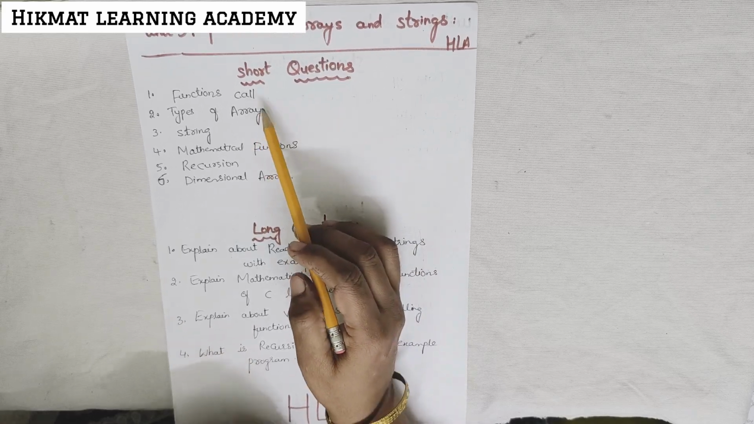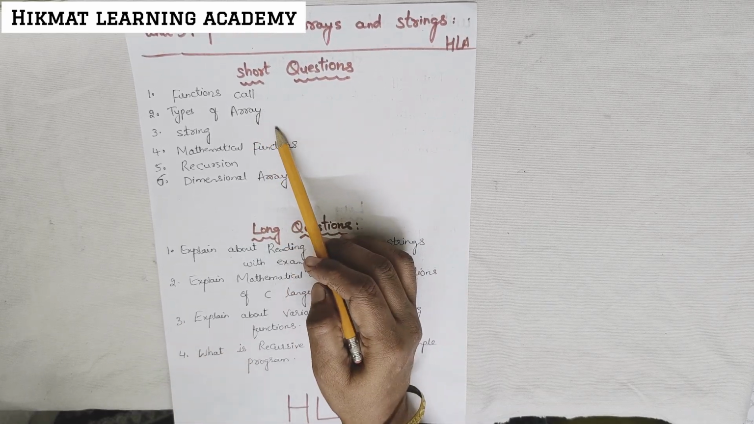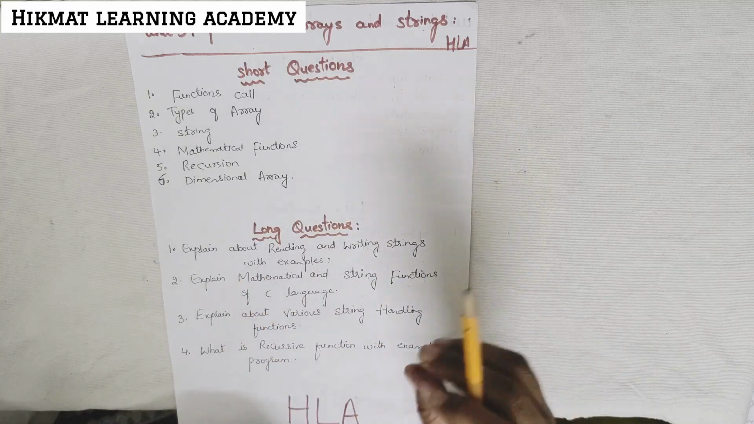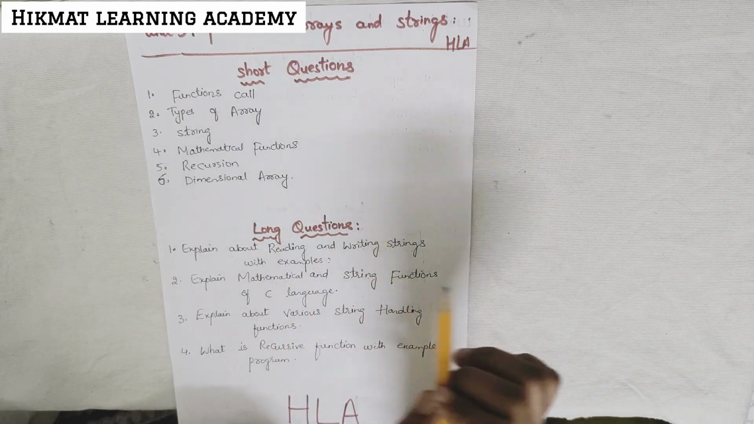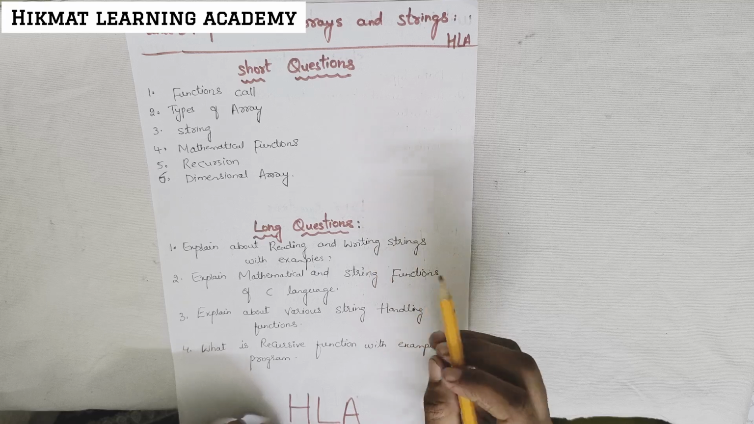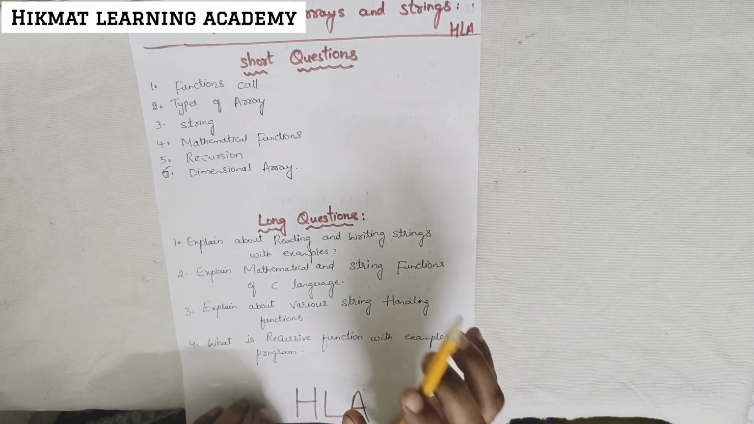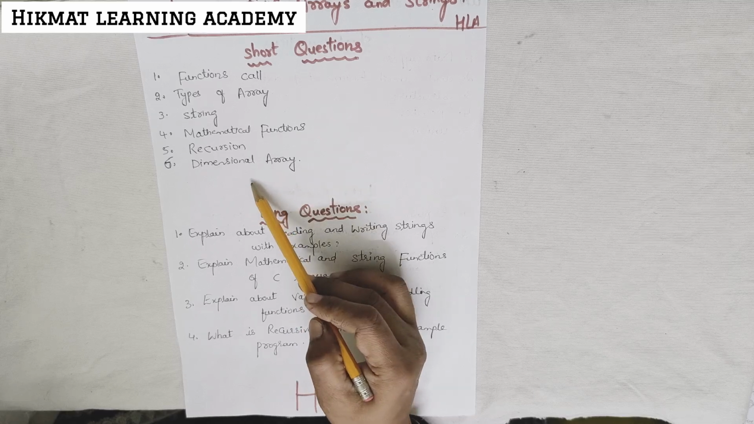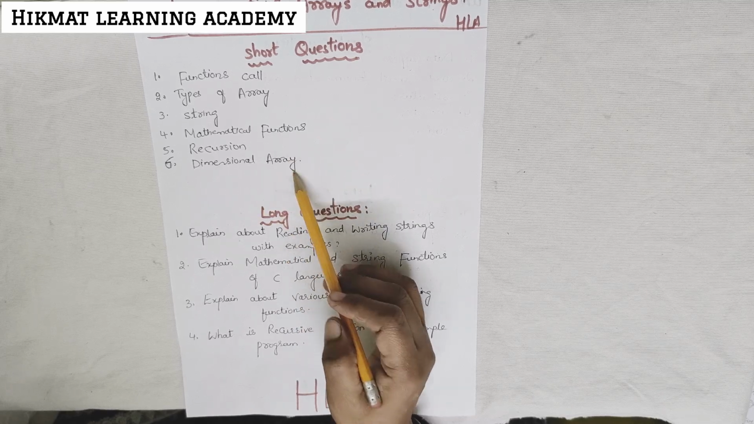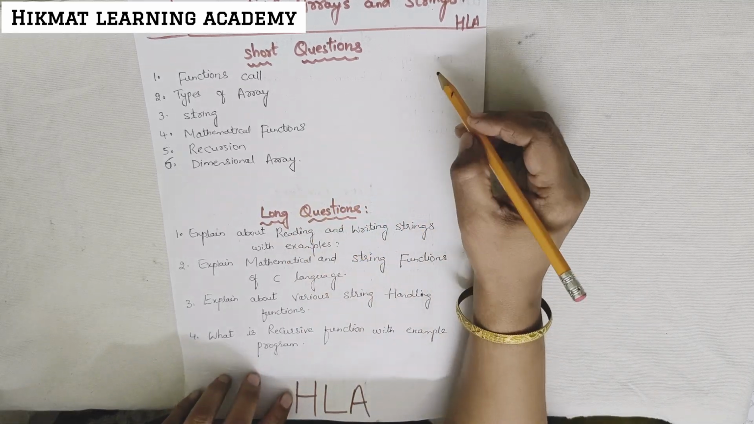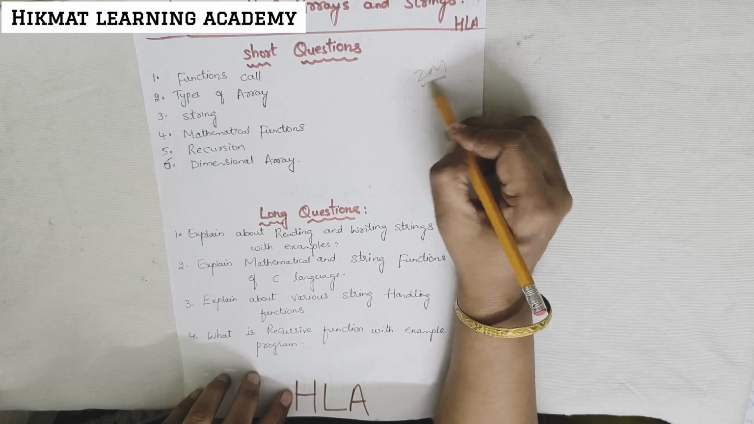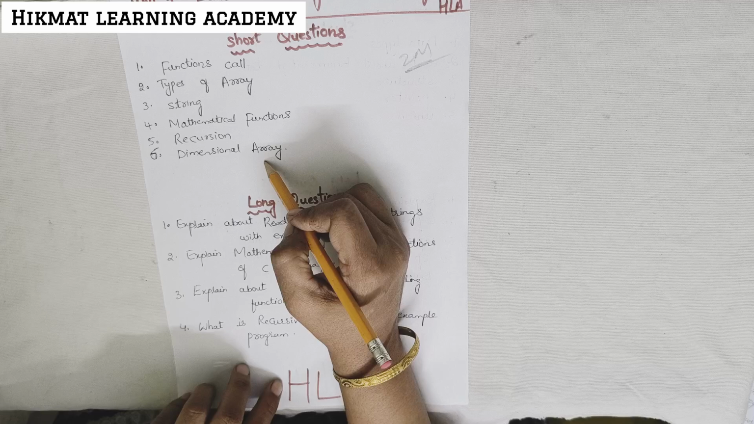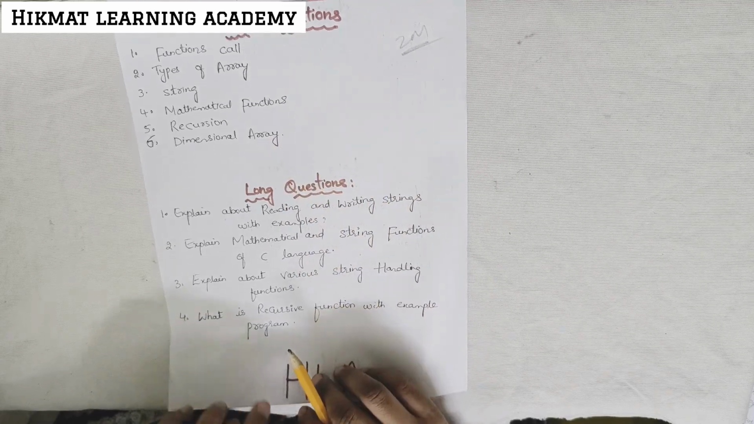Short questions: function call, types of array. Just define what is array, then explain in one line each type of array. 5-6 points you can write for that, that is sufficient. String, mathematical functions, recursion, dimensional array. These are the 6 questions for the third unit. Short questions, you will get 2 marks for it. Any 2 questions you can get from this, so 4 marks you can score from this.